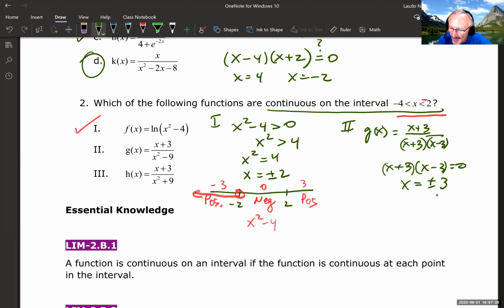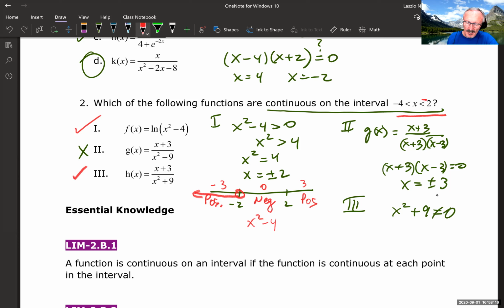And I believe that -3 is right in the middle of our open interval, -4 to -2. So consequently, g of x is discontinuous on that interval. So let's go ahead and investigate h of x. Well, I think that one was going to be an easy one. It's sort of a gift to us, I guess. x squared plus 9 is never 0. So consequently, h of x is going to be continuous.